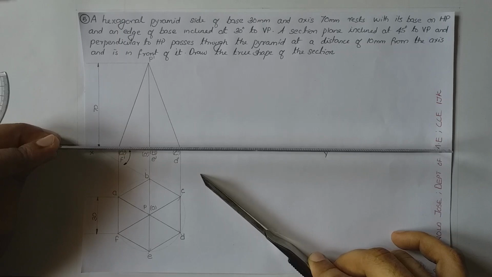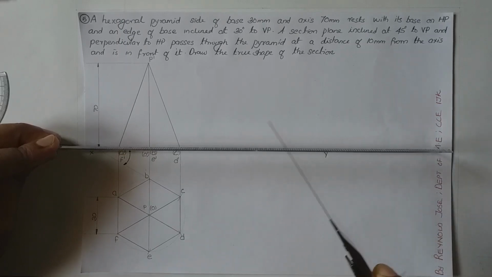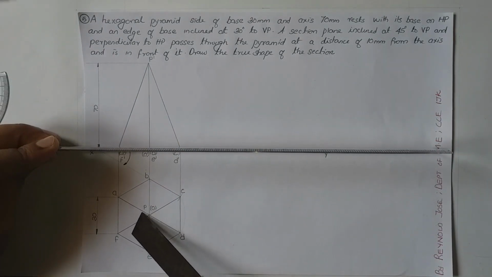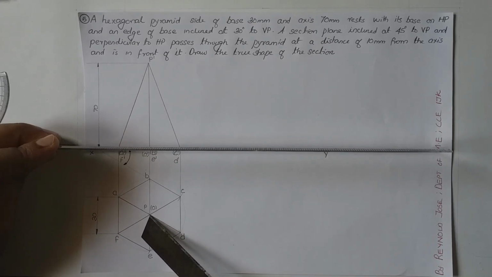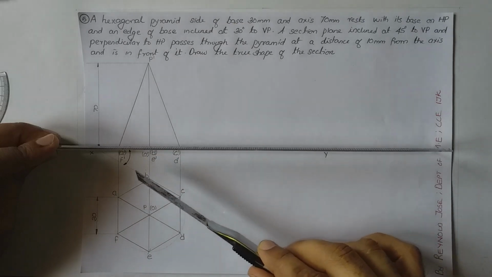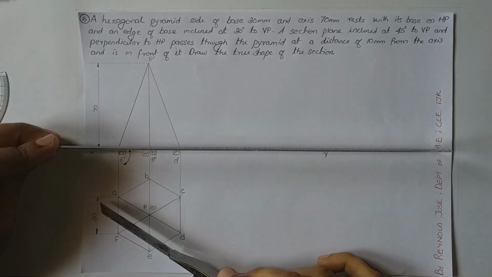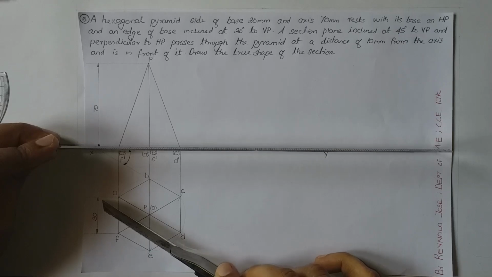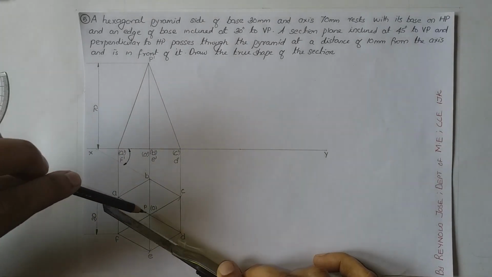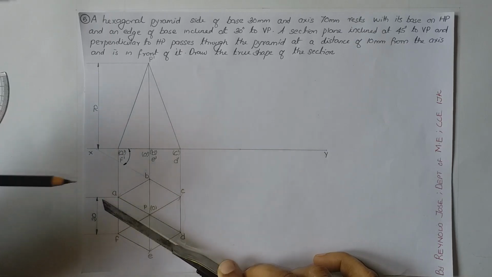So let us consider that this is approximately an angle of 45 degree with respect to VP. But exactly where it is located? It is located at a distance of 10 mm from the axis and is in front of it. So if you are observing the top view, PO, this point is representing the axis. So from this point it is 10 mm in front and the section plane must be inclined at an angle of 45 degree. So let us make the inclination approximately 45, and when I am placing the section plane like this, it is 10 mm in front of the axis. So in this case the point PO is representing the axis. This perpendicular distance is 10 mm.